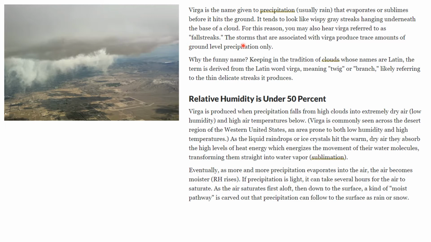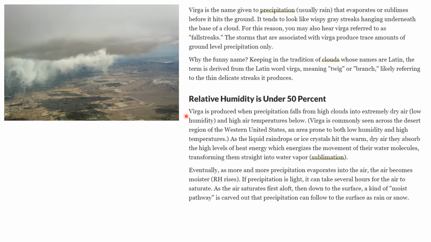For this reason, you may have heard Virga referred to as fall streaks. The storms that are associated with Virga produce trace amounts of ground level precipitation only. So why the funny name? Well, keeping in the tradition of clouds whose names are Latin, it's derived from the Latin word virga, which means twig or branch, and likely referring to the delicate streaks it produces. So these are like delicate streaks.